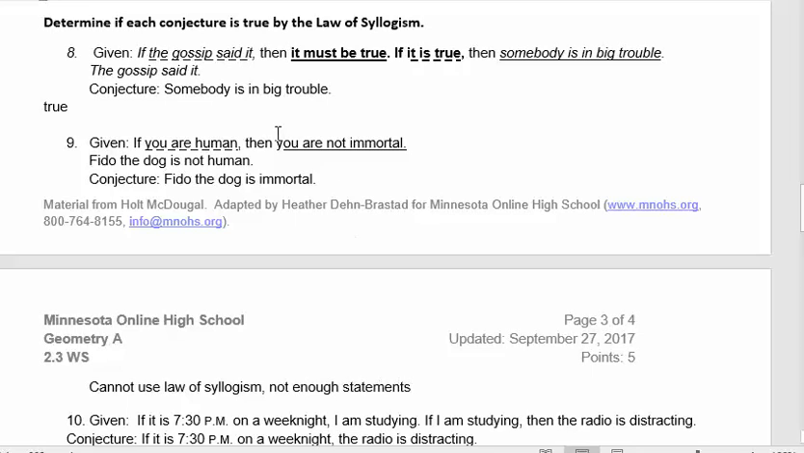So there's no conclusion of our first to match a hypothesis of a second, because there's no second statement. So we can't answer this question. We can't determine if the conjecture is true because there's not enough information.